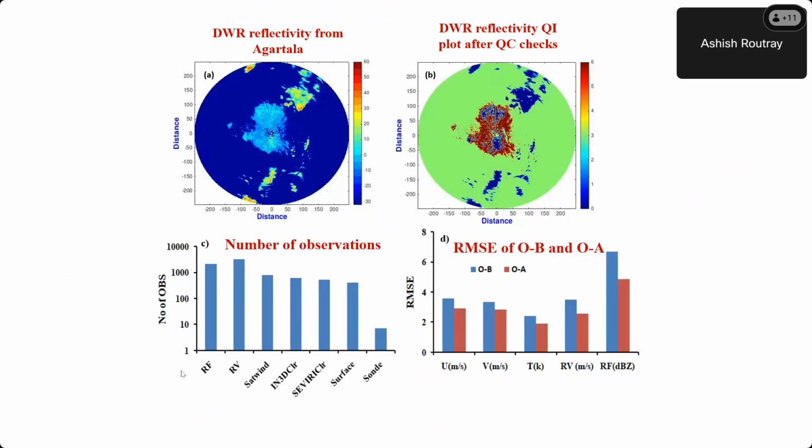This is the left panel. At the top of the left panel are our raw observations, and after quality control in our NSUM model, we have a QI. If it is 0 to 1, then this index will be assimilated, and this is the number of observations we are assimilating on that small domain. This last one is the RMSE of O minus B and O minus A. If you see this figure, the O minus A is reducing as compared to O minus B.